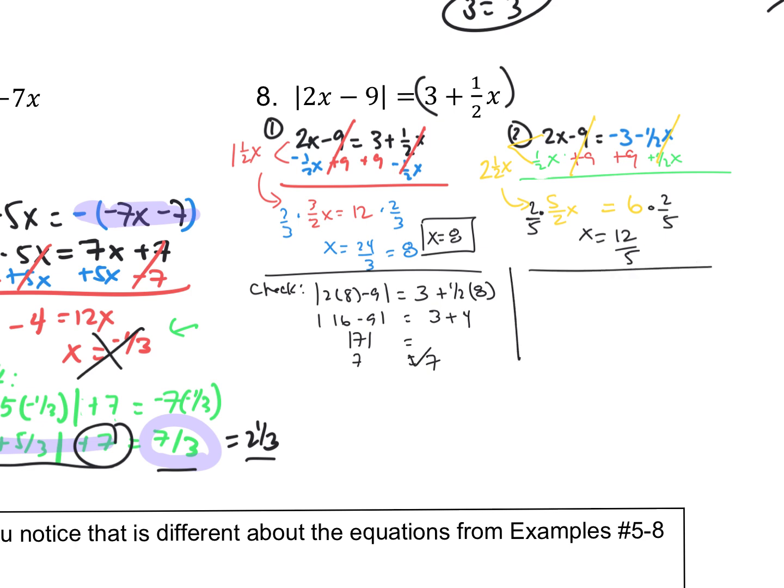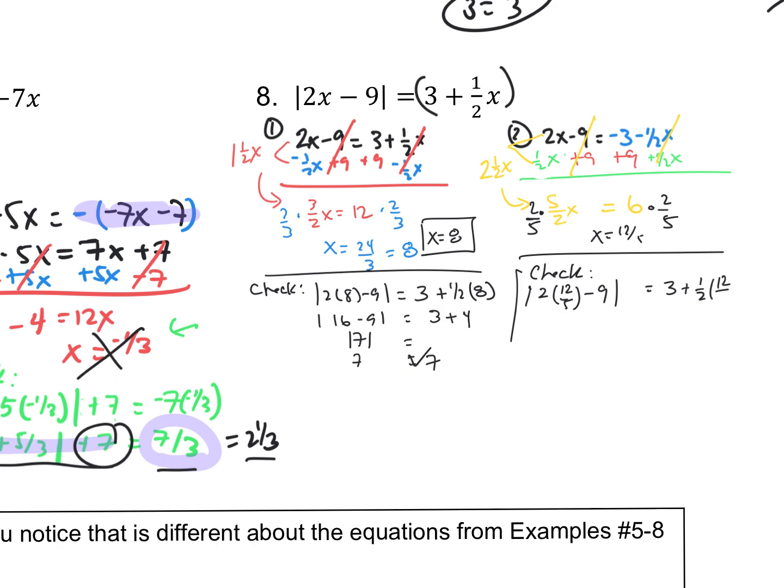Let's check here. All right, so we're going to have 2 times, I'll write this a little messy here, give myself some room. So we have our check. On the left, the absolute value of 2 times 12 over 5 minus 9. Does that equal 3 plus 1 half of 12 over 5?